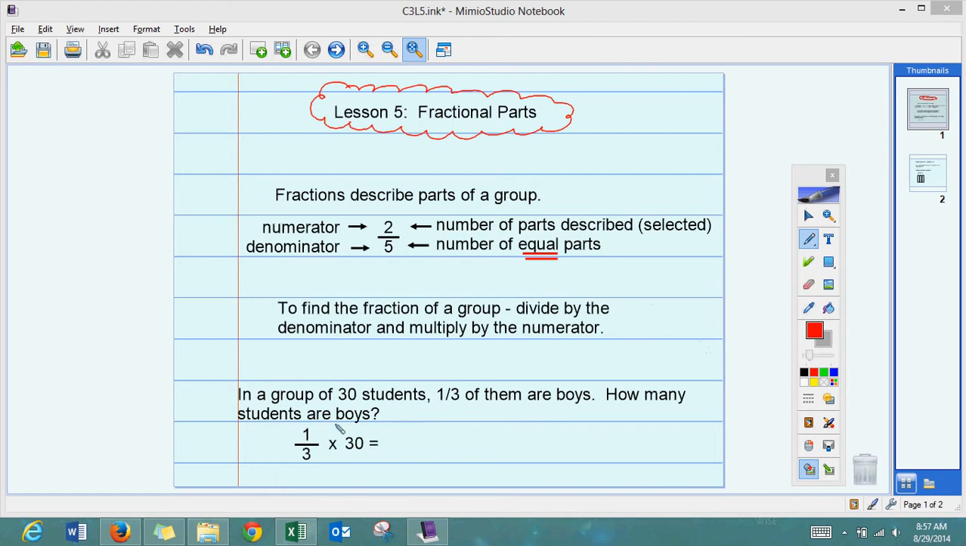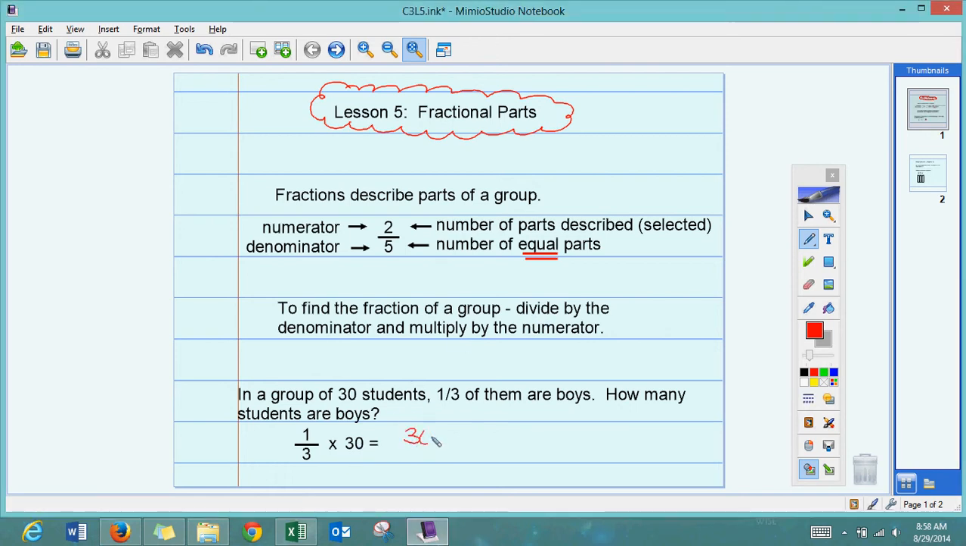Okay, so we need to take that fraction, 1/3 times 30. And you can either multiply by the numerator and then divide by the denominator, or divide by the denominator first. Since that's what the book tells you to do, that's what I'm going to do. Divide by the denominator, so 30 divided by 3 is going to give us 10. And then multiply by the numerator, 10 times 1 is going to be 10. So our answer: in a group of 30 students, if 1/3 of them are boys, we have 10 boys.